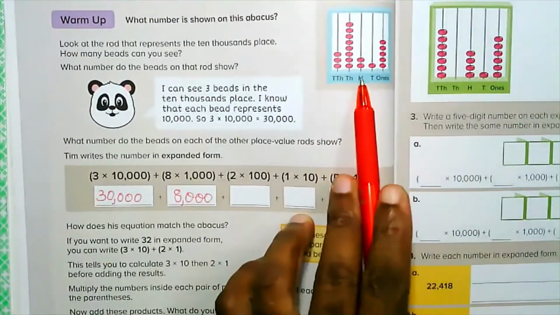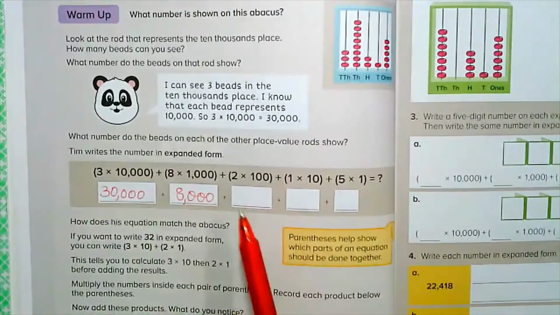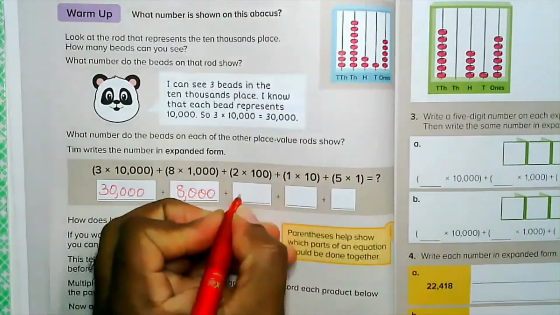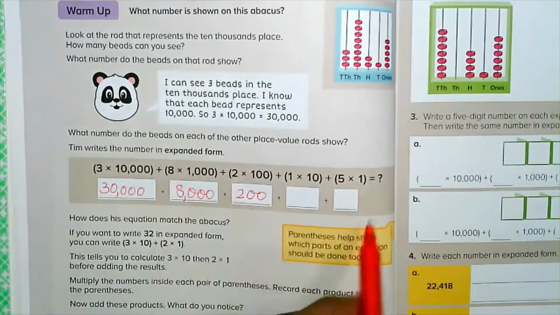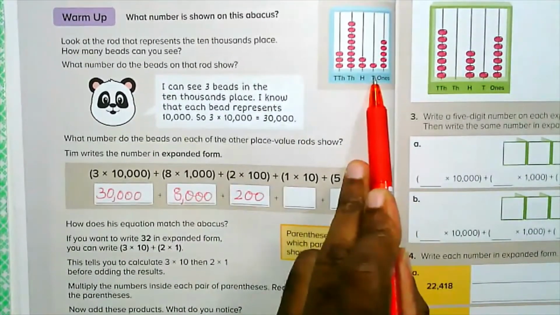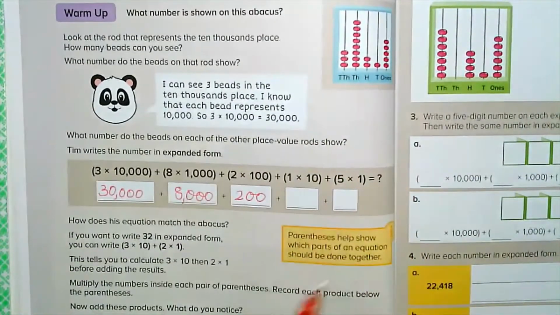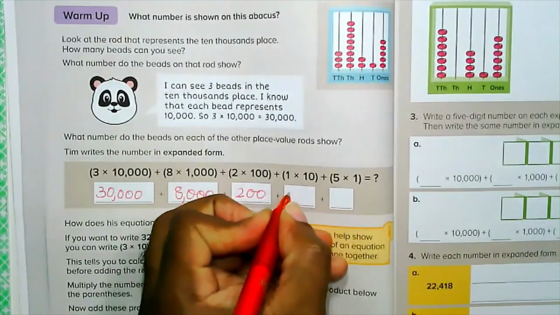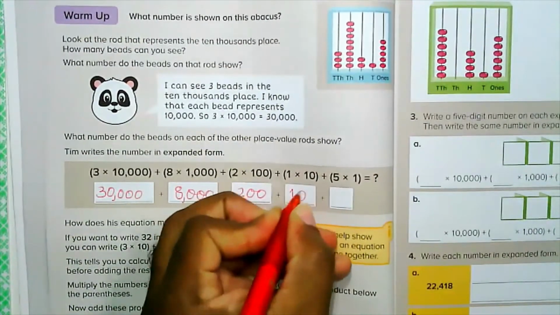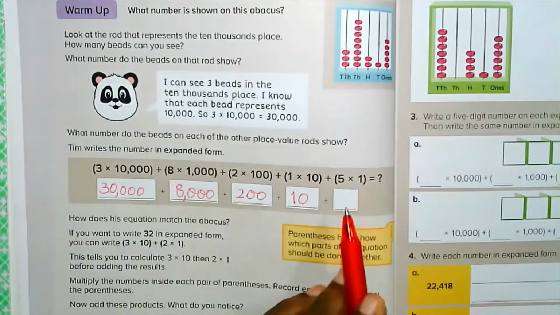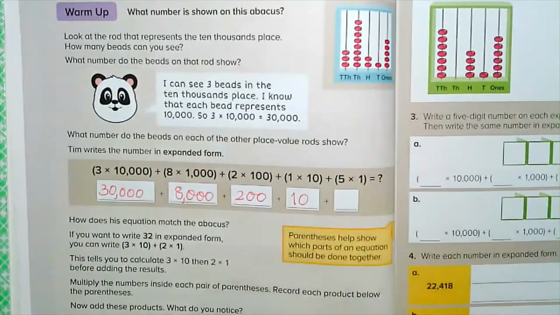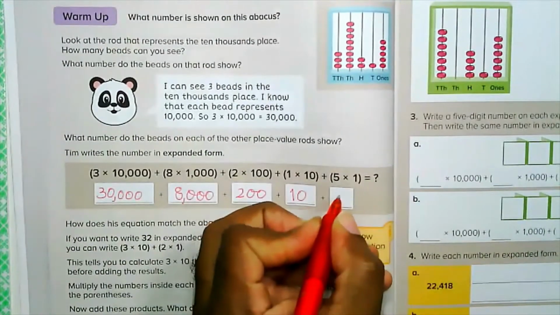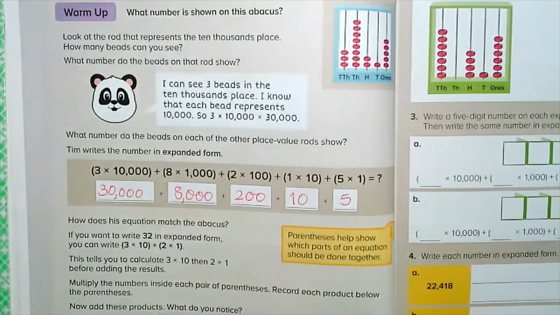The 100 place we have 2 beads, which is 2 times 100, which gives us 200. We have one bead in the tens, so that is 1 times 10, 10. We have 5 beads in the ones place, so 5 times 1 is 5.